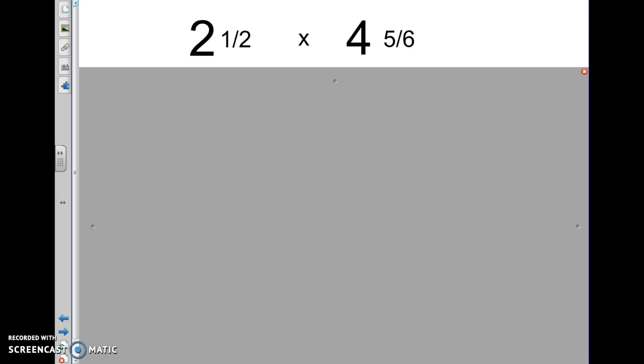That works. Now let's multiply a mixed number times a mixed number and see what that looks like.